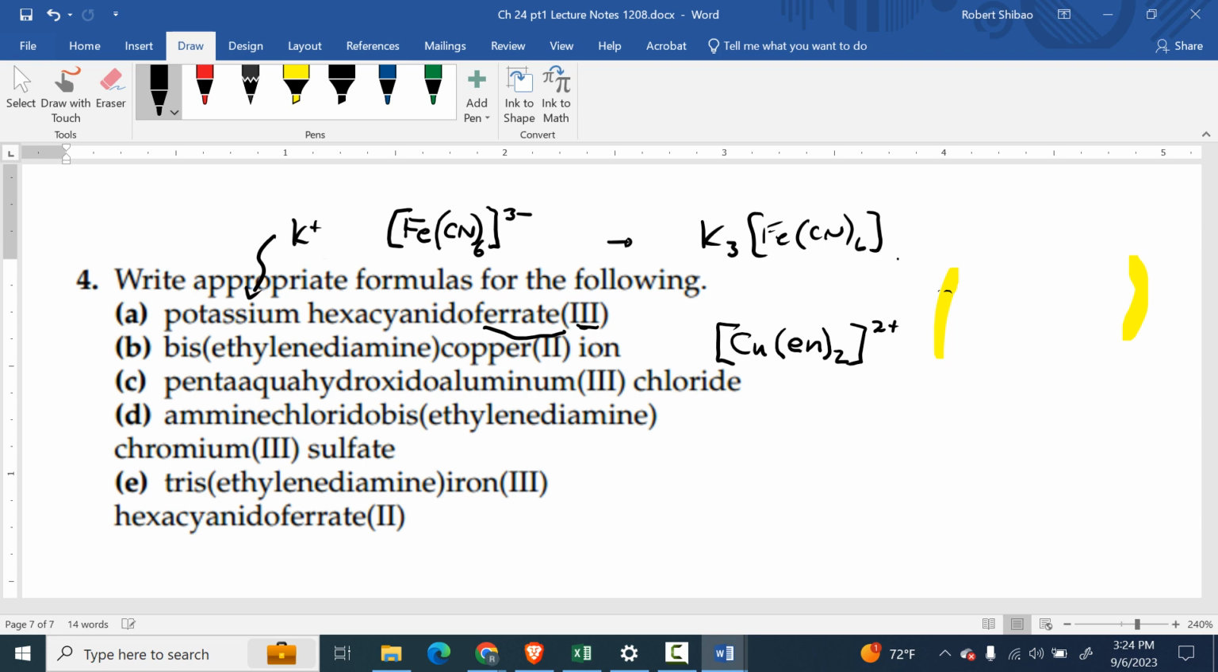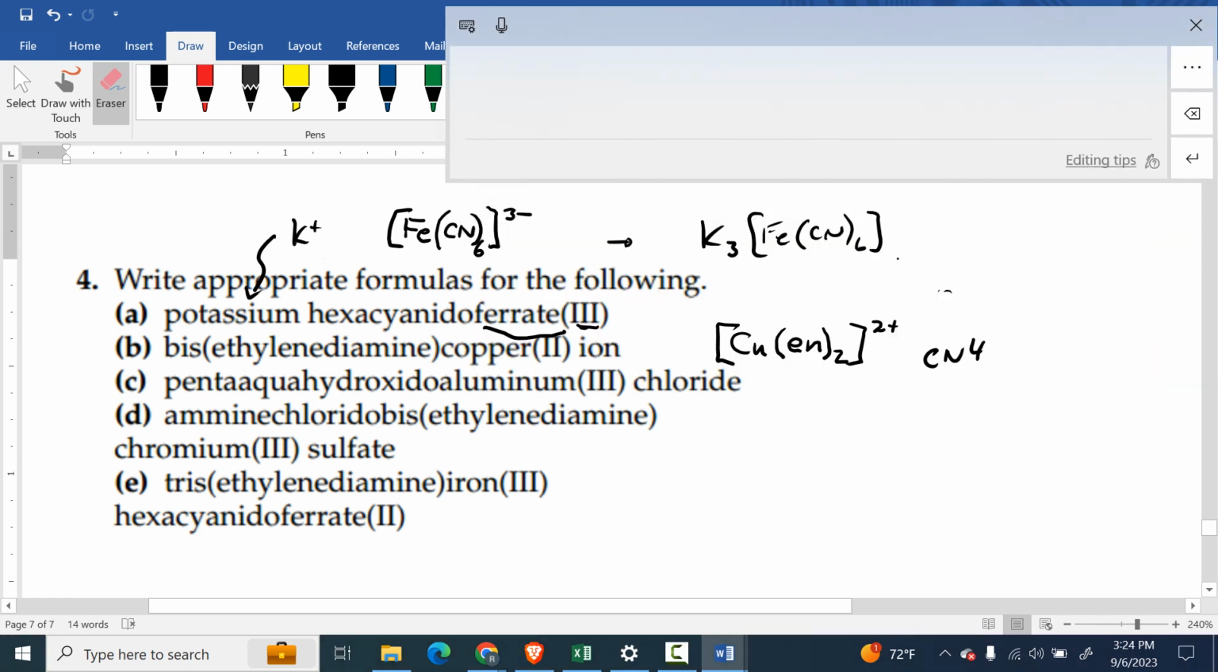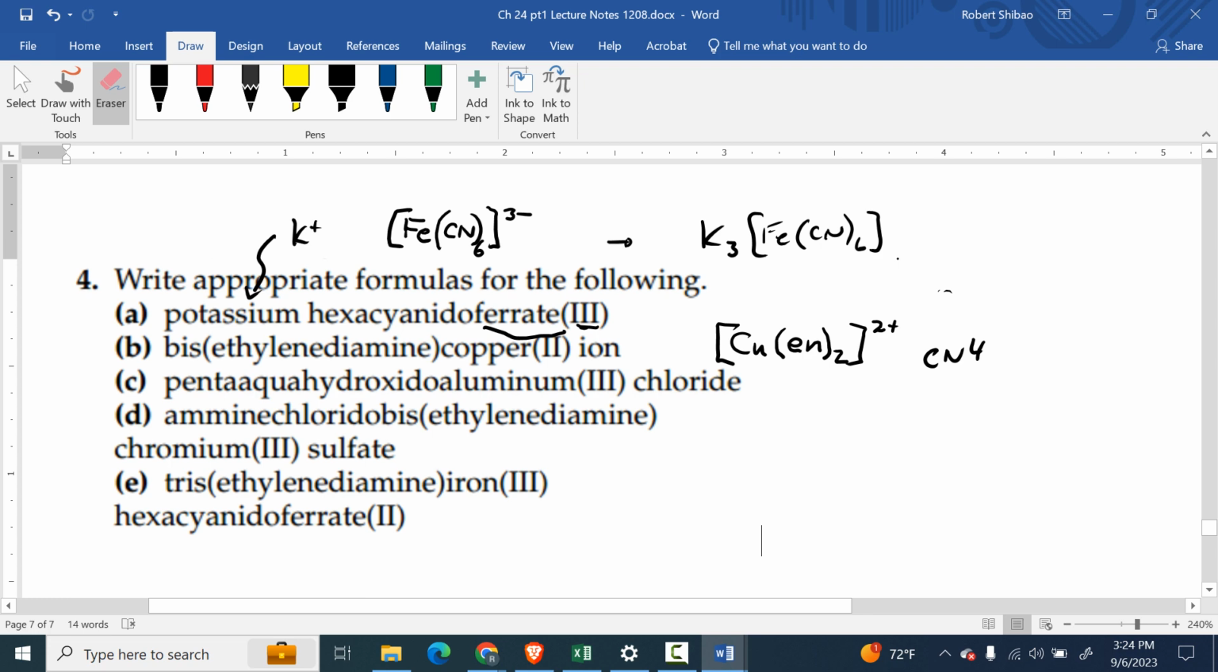What is the coordination number of copper? Is the coordination number 2? It's not 2. It's 4. The coordination number is 4. Why? The reason is because ethylene diamine is a bidentate ligand. So coordination number is 4.